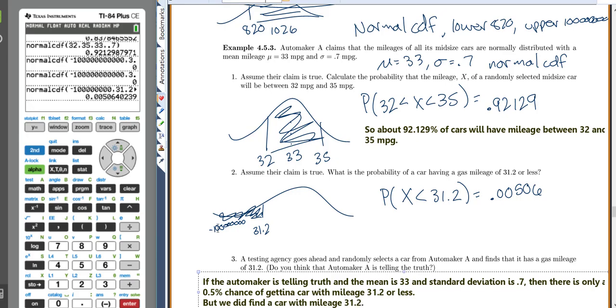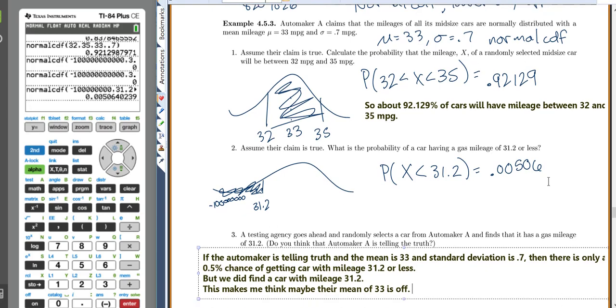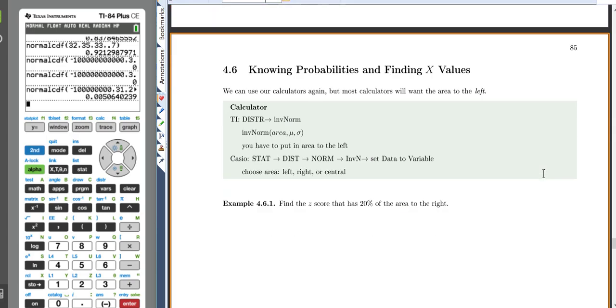So they said the average should be 33. And that means the probability of getting one all the way down at 31.2 is only a 0.5% chance. But we did find one that low. So to me, since I know I found one that low, this makes me think maybe their mean of 33 is off. So maybe whatever made them say mean of 33 was wrong, because I shouldn't have actually gotten a car with a mileage as low as I did. Or at least the chance of getting a car with a mileage as low as I did is very small at only 0.5%. Okay. There's a couple for you to try, and then we can go in the other direction.